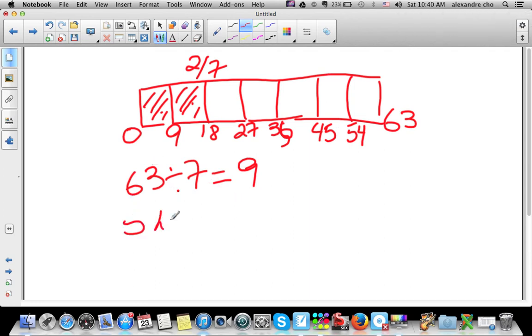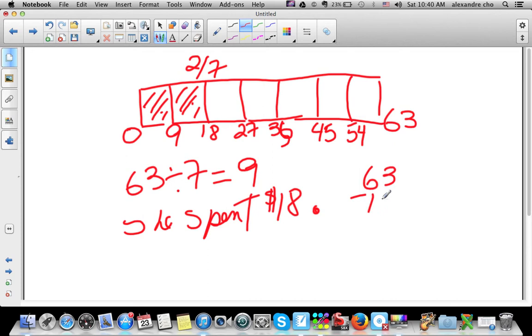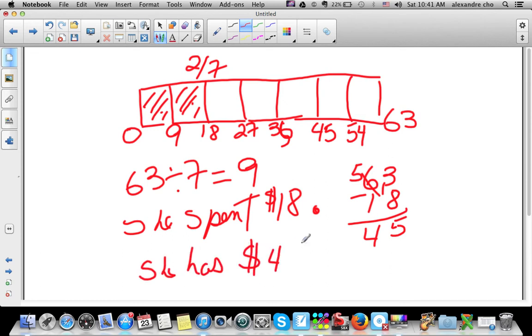So she spent $18. And how much does she have left? Well, she has 63 minus 18, and that would give us 45. So she has $45 left. Okay. So the key here, or pretty much the only thing you had to do, was find out what each particular box was, and then you could have easily found the answers to the questions.